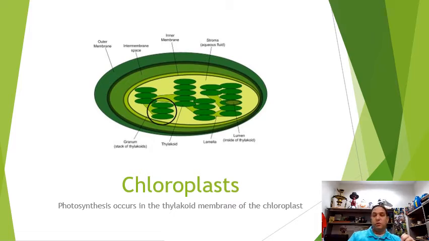So if you look at the chloroplast, it's going to be this circled structure here, these flattened discs within the chloroplast themselves.